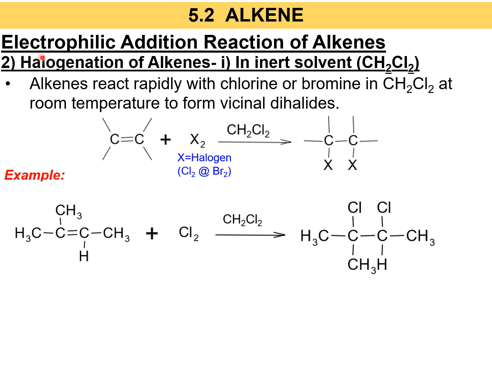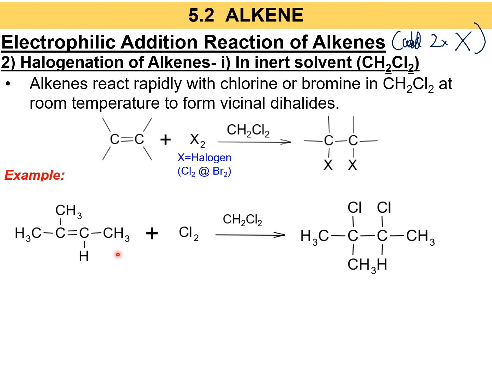The next type of electrophilic addition reaction of alkenes that you need to learn is about halogenation of alkenes. Basically, halogenation of alkenes ni can be done in dua jenis solvent, such as in inert solvent dengan aqueous solvent. But yang in aqueous solvent tu you will learn it in the next slide lah. For this slide, it's about halogenation of alkenes in inert solvent, CH2Cl2. Basically, you will add dua benda. Kalau let's say in inert solvent CH2Cl2, which is you will add dua kali halogen.